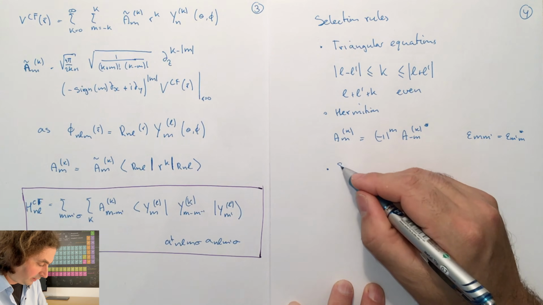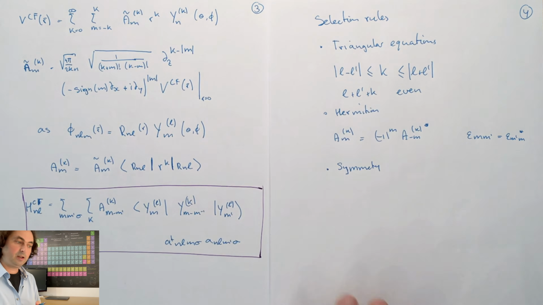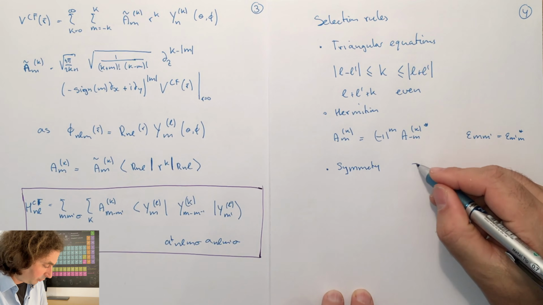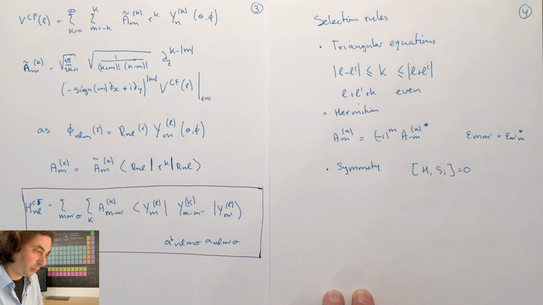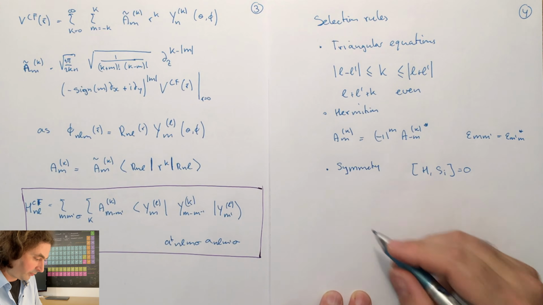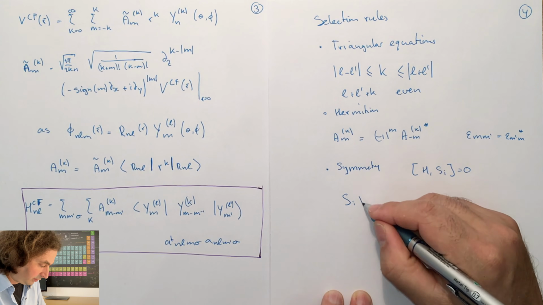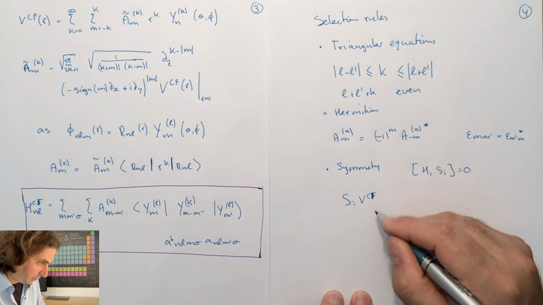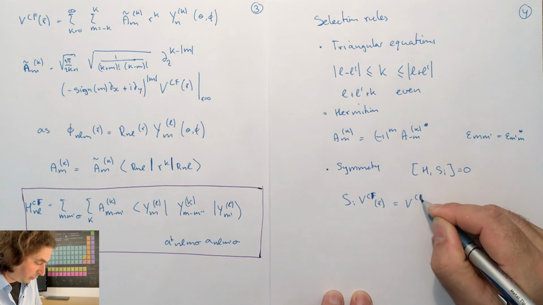Then we have symmetry. In our system, many of our transition metal or rare earth complexes have very high symmetry. Very often you will find cubic point groups, such that you have many symmetry operations that commute with your Hamiltonian, rotations, planar mirror inversions. And when this is true, then for your potential, we know that the symmetry operator acting on the crystal field potential leaves the crystal field potential invariant.